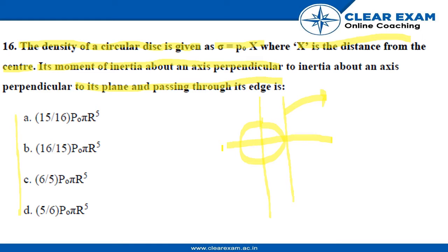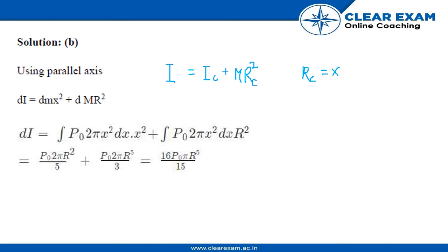So by the parallel axis theorem, this is the formula by which we can find out the moment of inertia, where IC is the moment of inertia about this central axis of the disk, which is perpendicular to its plane, and mr square is the moment of inertia, where m is the mass and rc is the distance from the center of the disk.